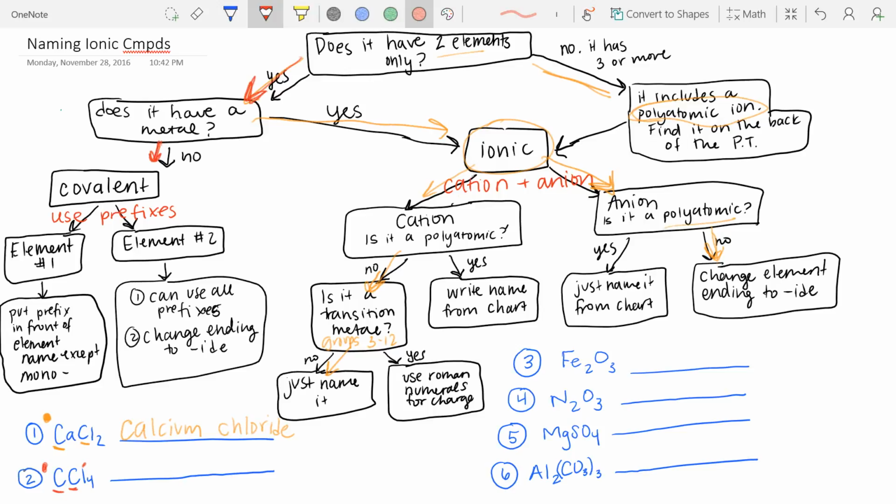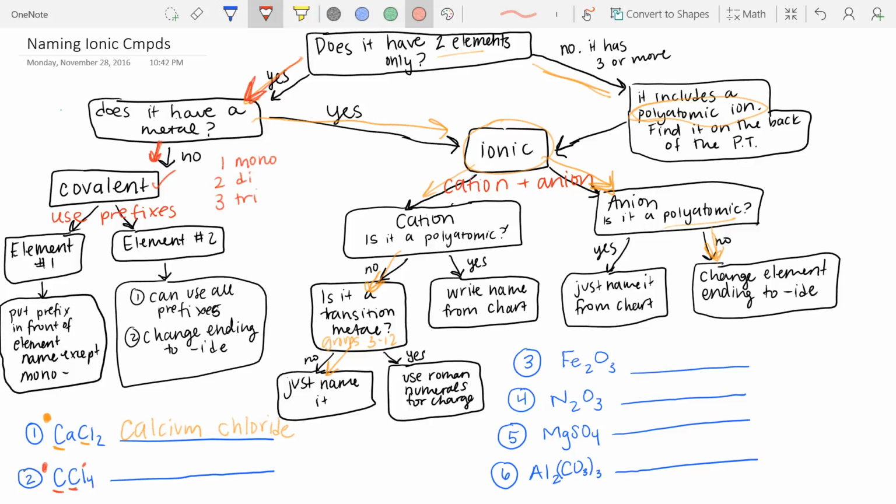Now, if I have only nonmetals, that makes it covalent, and I'm going to be using my prefixes. So it breaks it down. For element number 1, you put the prefix in front of the element, except for mono. As a refresher, our prefixes: 1 is mono. If you have 2, it's di.